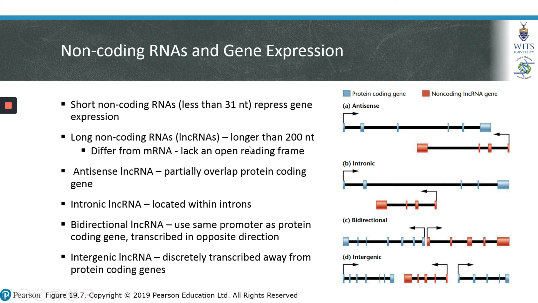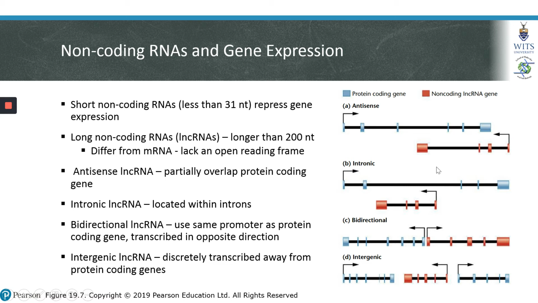LncRNAs are transcripts that are longer than 200 nucleotides. These non-coding RNAs differ from mRNA due to the fact that they lack an open reading frame, which means that these long non-coding RNAs are transcribed, however, they are not translated into proteins due to the lack of an open reading frame. Long non-coding RNAs are involved in regulating the expression of protein coding genes. They are also named from the position that they are located in proximity to the protein coding genes that they regulate. For example, antisense long non-coding RNAs are located in regions that partially overlap protein coding genes.